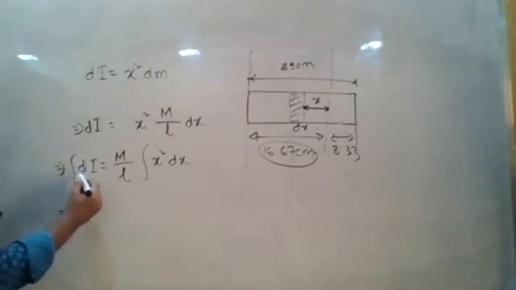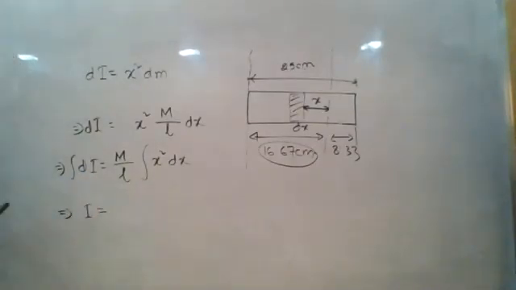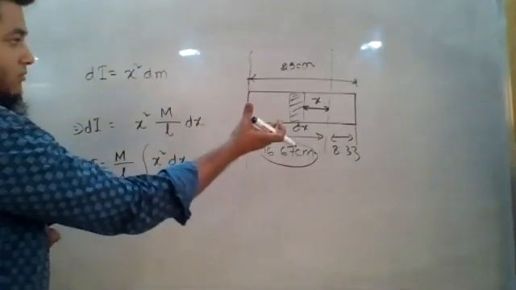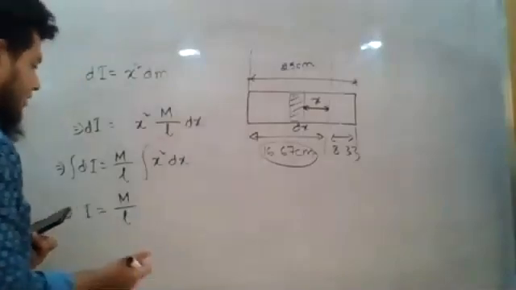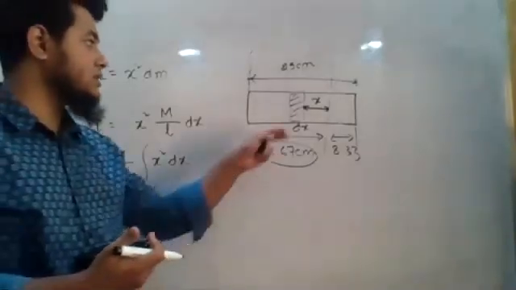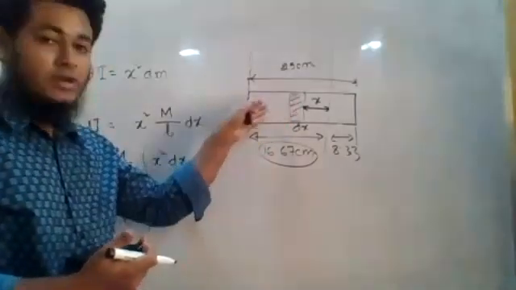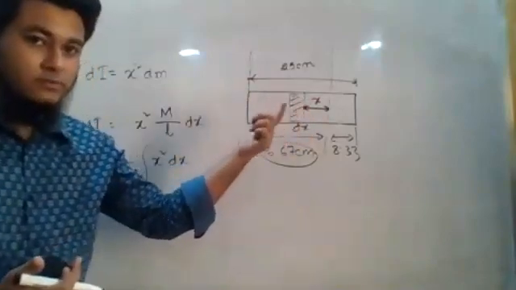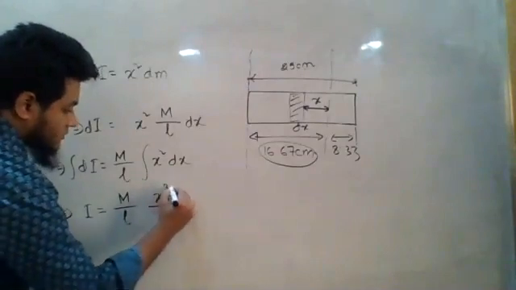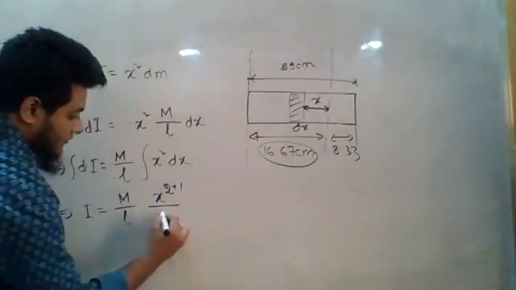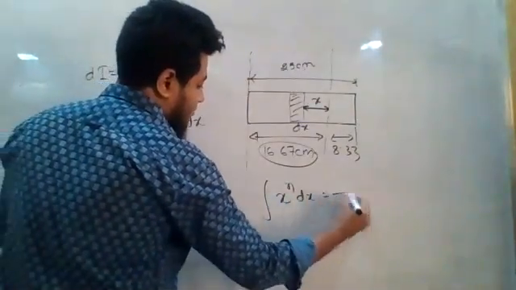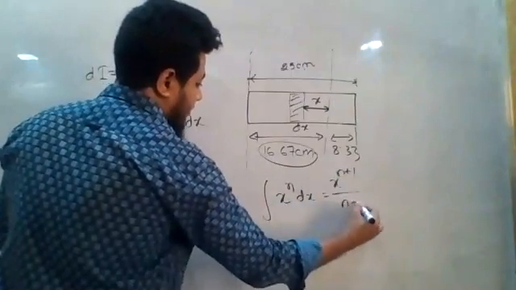Okay, so integration and differentiation will balance each other, so it will be I, and here it will be m by l. These two are constant, the total mass and the total length, they will not change, right? But this x is changeable, right? If I consider this portion somewhere else, then the value of x is going to differ. Okay, so if I carry out the integration, it will be x to the power 2 plus 1 divided by 2 plus 1. If you remember this formula, the integral of x to the power n dx is equal to x to the power n plus 1 divided by n plus 1.